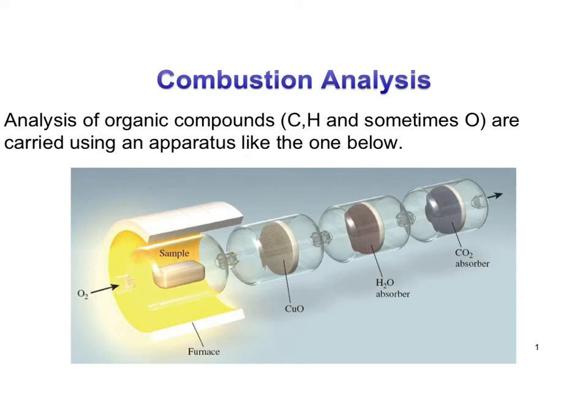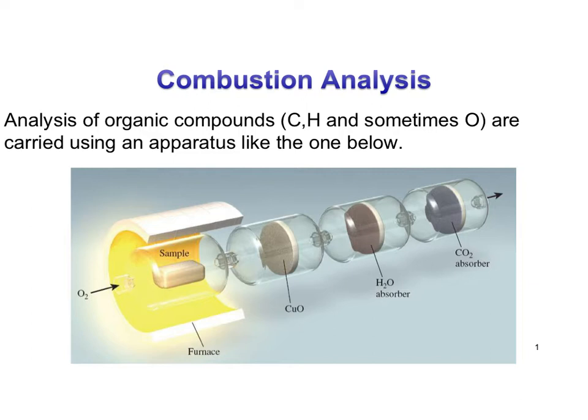Organic compounds are composed primarily of carbon and hydrogen, with other elements such as oxygen and nitrogen sometimes present. Combustion analysis of organic compounds lets us use the mass of the products to determine the makeup of the molecule.